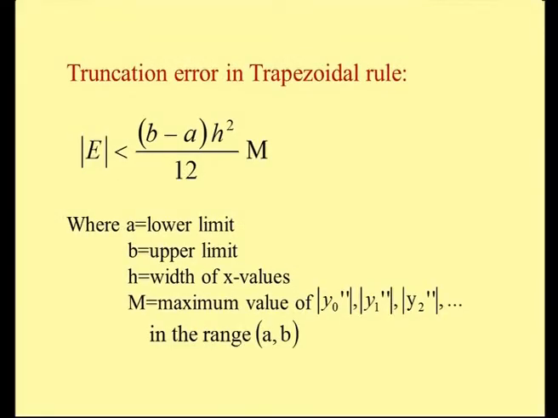Considering truncation error in the trapezoidal rule, the error should be less than (b minus a) times h squared by 12 into M, where M is the maximum value of the second derivatives y0'', y1'' and y2'' in the range a, b, and a is the lower limit, b is the upper limit, h is the width of the interval of x values.